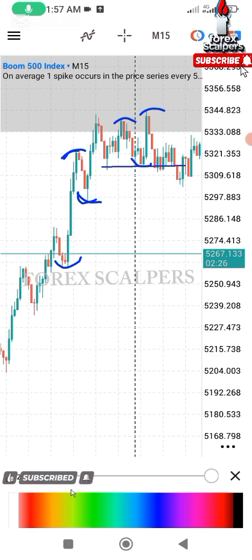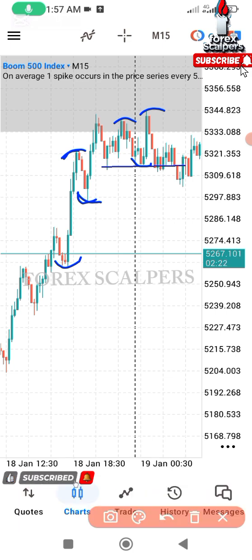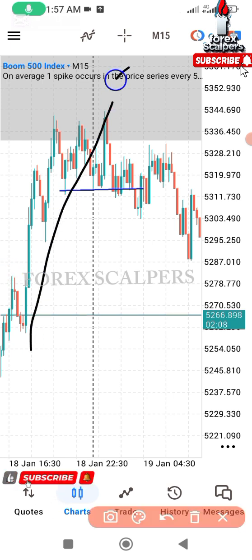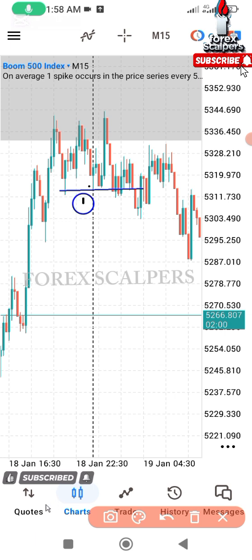And then price left that zone and gave us a break of structure. So price breaks here, and this becomes a break of structure. So since you want to sell and this is a downtrend, once price has pulled back into your 4-hour point of interest, you now begin to look for a break of structure on that lower time frame, which here now we have a break of structure on the lower time frame.